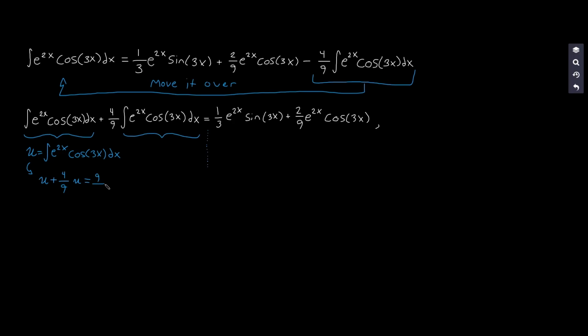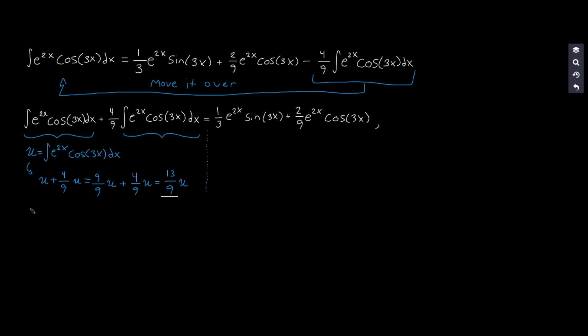The first term u here is a form of 1, so we could add them together. We could say that this is 9 over 9 u plus 4 over 9 u, and that's going to be 13 over 9 u. So that's what's going on the left side. On the right side, it's just the first two terms. So now I know we have 13 over 9 u, u representing the integral.